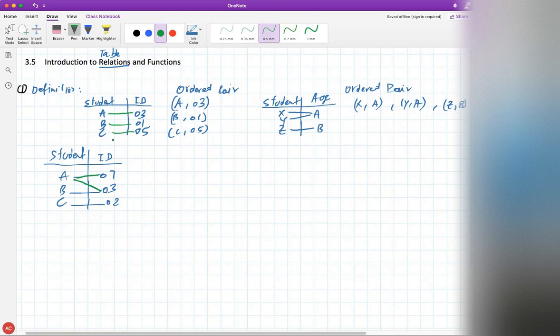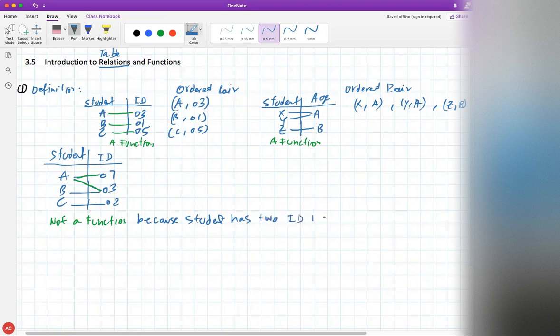Okay, so this is a function. This one is also a function. But this is again not a function because of student A. You can say because student A has two ID numbers. And again, that's not possible.